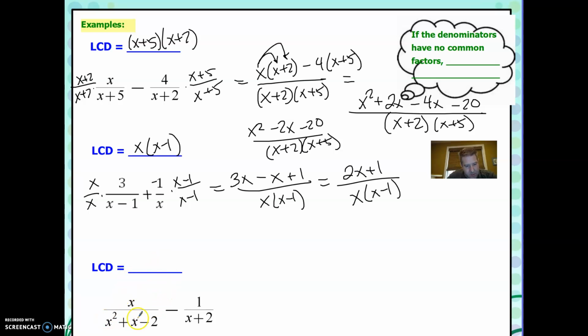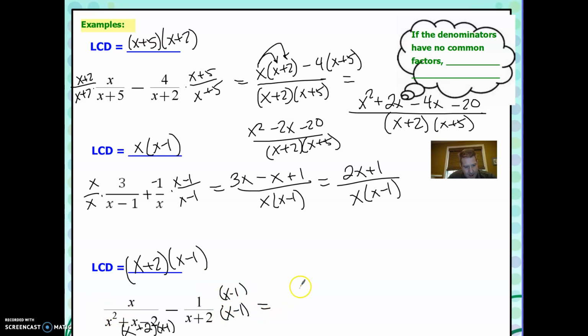Last question down here. So we have, this is factorable, it looks like. So this becomes x plus 2 times x minus 1. X plus 2 is in both of them. So it looks like I'm going to do x minus 1 over here because x plus 2 times x minus 1 is the LCD. This already has both of them, so I don't need to multiply anything over here.